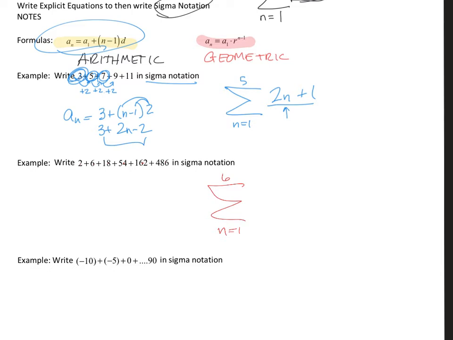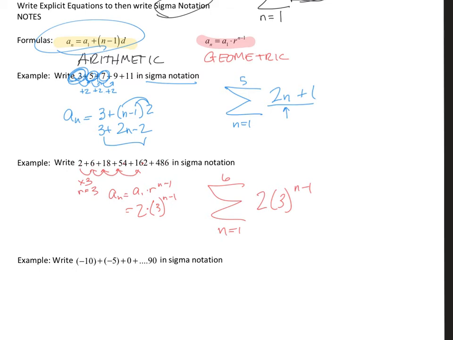Is this arithmetic or geometric? What is the pattern here? The pattern is multiplying by 3. So it has a common ratio, which means I'm going to use the geometric formula. Let me write it up and we'll plug stuff in. The first term is 2, the ratio is 3, and you leave the n alone, and I've got the whole answer. There it is, that is the series written in sigma notation.